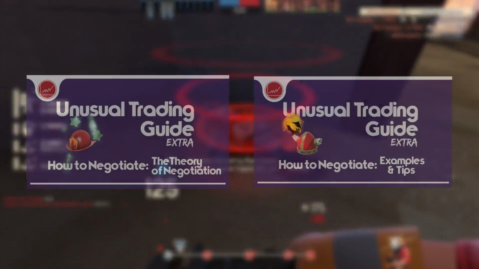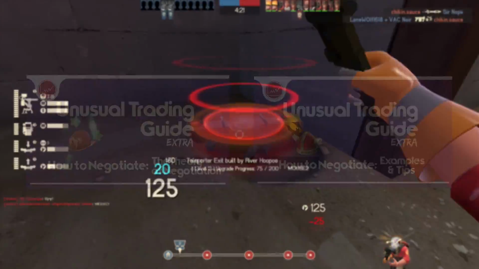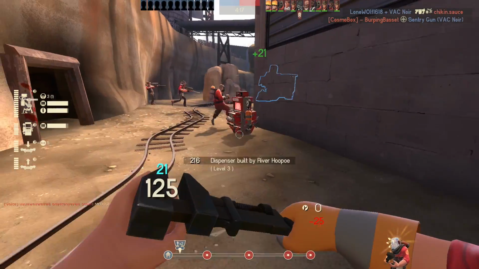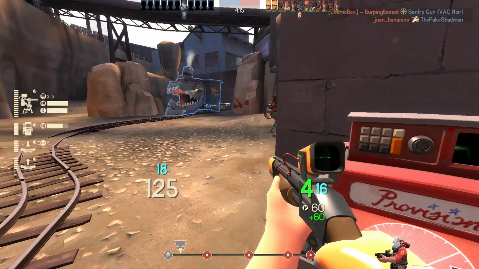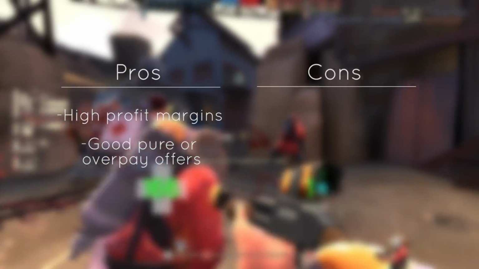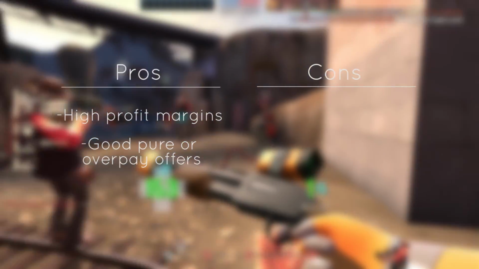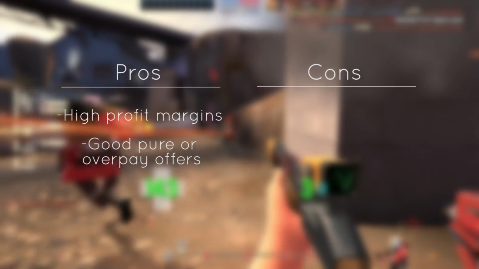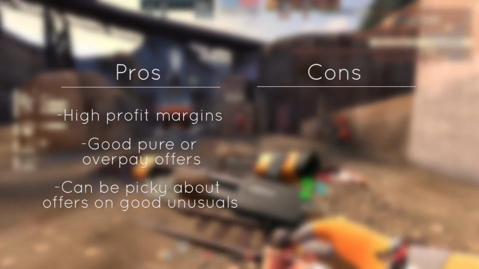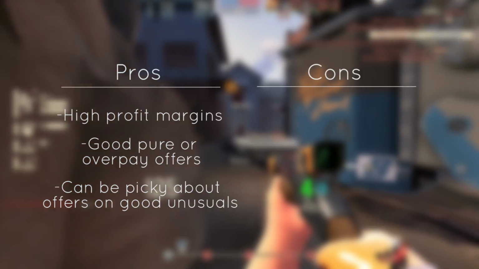Now, if you've seen my extra videos on how to negotiate, you'll remember that I said that receiving the first offer is very advantageous because it guarantees that your trading partner has a high interest in your items and is probably willing to make a deal worth your time. So, if you're looking for people to give you high profit margins with good, pure, or overpay offers, you will almost certainly find them by waiting for your unusuals to sell on the classifieds. In addition, with good items, you can be very picky about offers, since you will just have all the time in the world to wait for the perfect one.